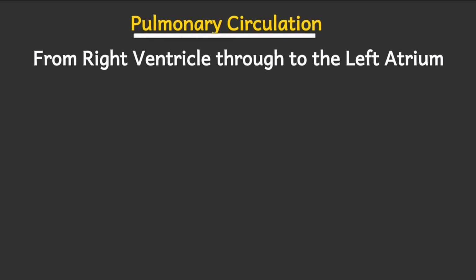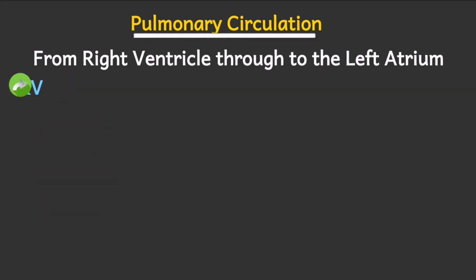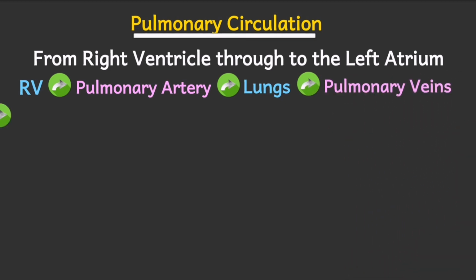And so let me illustrate that as a sequence. Like I said, every circulation begins with a pump. On the right, we have the right ventricle. Then it will pump the blood through the pulmonary artery. Then the pulmonary artery would give the blood to the lungs. From the lungs, the blood goes to the pulmonary veins, and from the pulmonary veins to the left atrium. And so the pulmonary circulation begins with the right ventricle and ends at the left atrium.